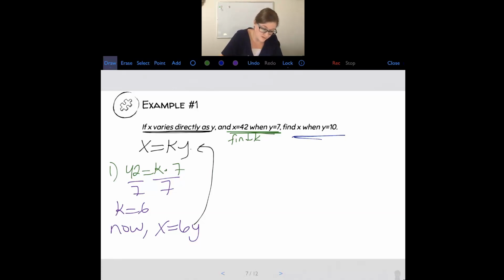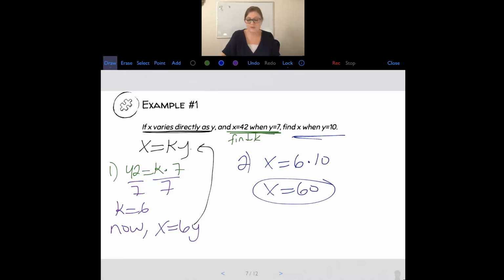So now we can use this information to answer the question, find x when y equals 10. So we're able to substitute in 10 for y and find x. So x would be 60. Okay, so the constant of variation here would be 6, or the k value that we found.